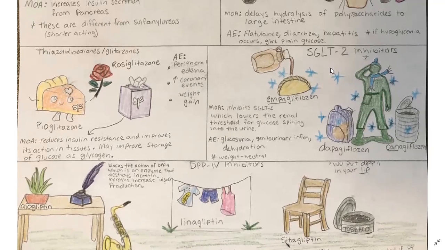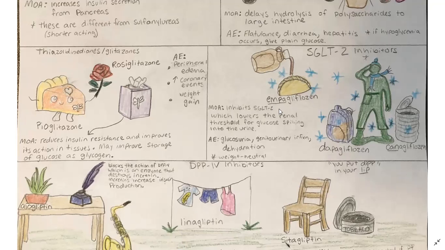Next is our SGLT2 inhibitors. So SGLT kind of looks like soldier if you use your imagination. And so we have a toy soldier here representing SGLT2, and he's frozen because all the drugs in this category end with the word flozin. So we have a can for canagliflozin, a dirty bag for dapagliflozin, and then an empanada for empagliflozin.